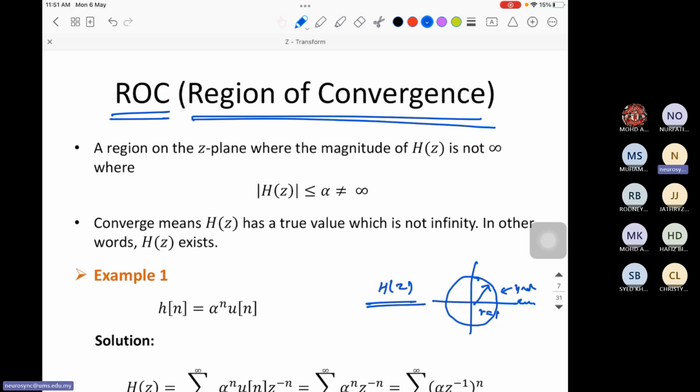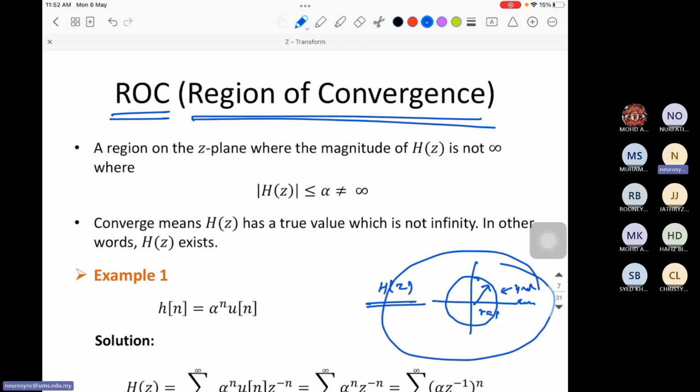But the vice versa is not true. So this you please remember, because the Fourier transform may exist, but the Z transform may not exist. Here the Z transform also exists and the Fourier transform also exists. Why? Because in the region of convergence, this unit circle is included. So this is a very important statement regarding the Fourier transform.